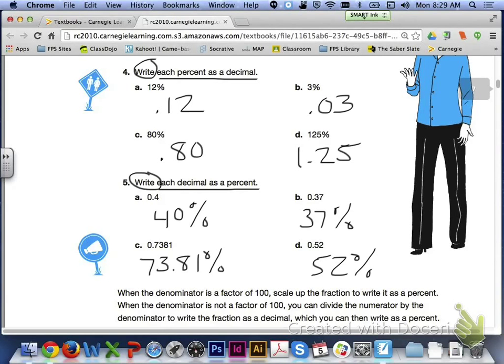Let's look at number 4 first. For letter A, we should have 12 hundredths, B 3 hundredths, letter C 80 hundredths, or if you had 8 tenths, and letter D 1 and 25 hundredths. For number 5, writing each of the decimals as a percent. For letter A, you should have 40%, letter B 37%, letter C 73.81%, and letter D 52%.